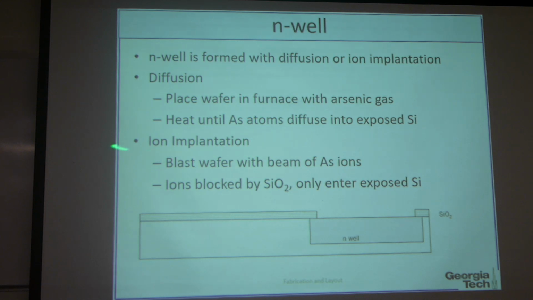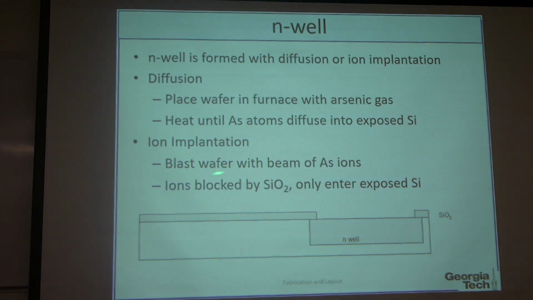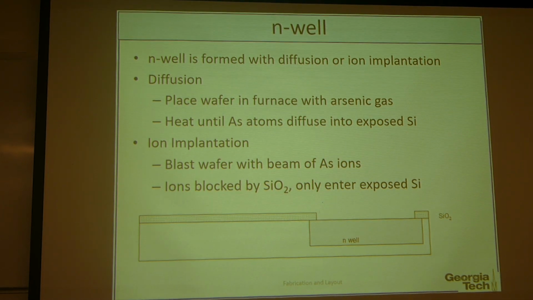On the other hand, for ion implantation, we blast the wafer with beams of arsenic ions like this. And then these ions are blocked by the remaining silicon dioxide so that we can have an N-well junction in the pre-designed area.